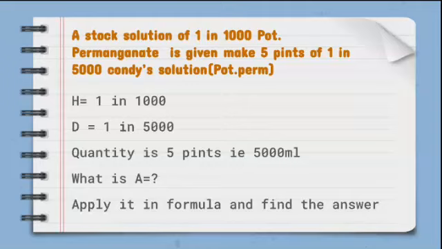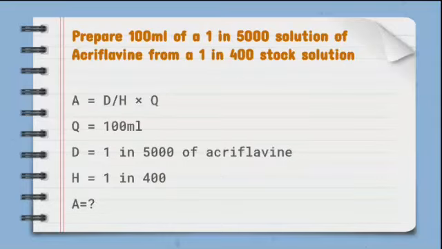So A is equal to D by H into Q. So D is 1 by 5000 and H is 1 by 1000 into Q is 5000. So apply the formula and you will get the answer. So this is the question they have asked in your question paper.